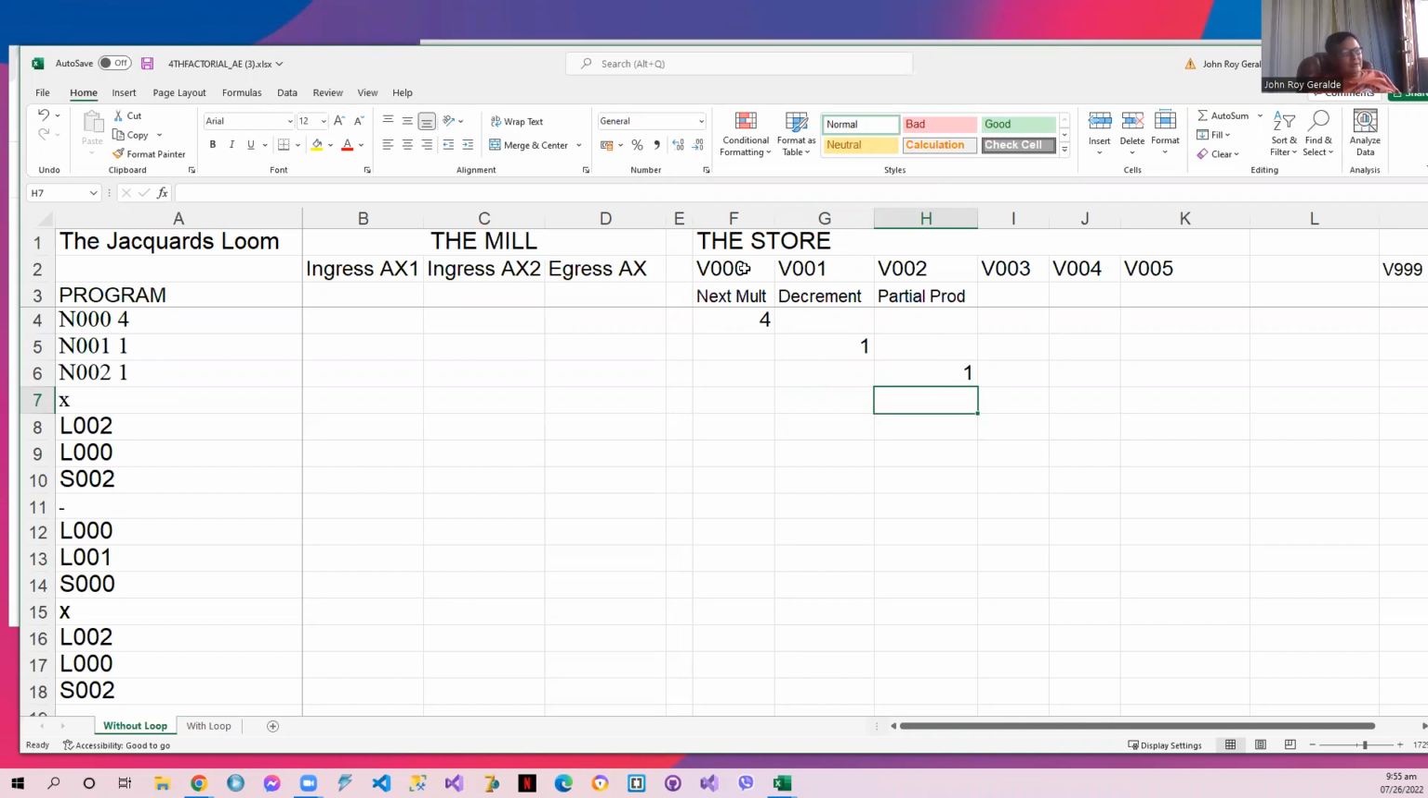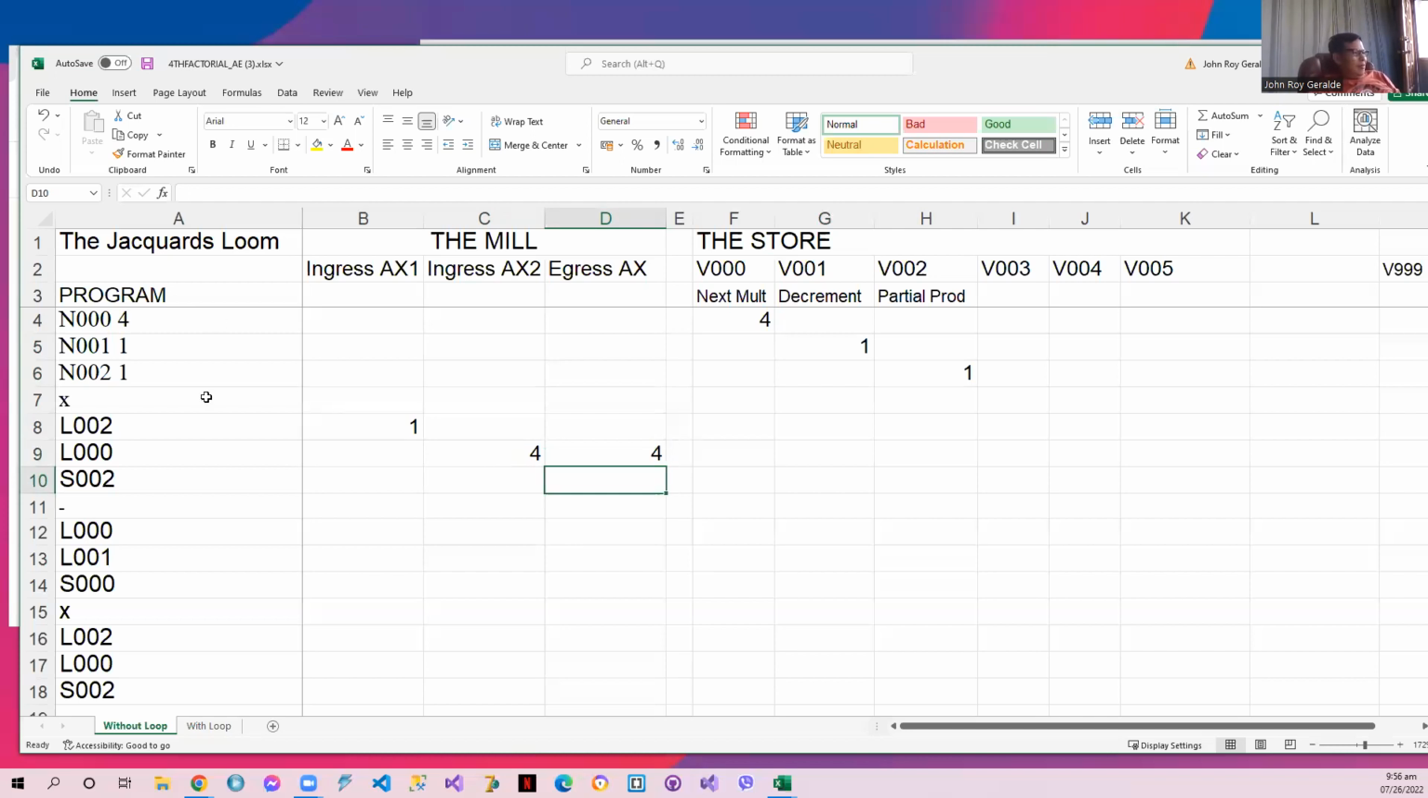Any questions? The next card is an operation card, times. So we have times L002. The first L goes to the ingress axis 1. What is V002? It is 1. So the ingress axis 1 will have 1. The second is L000. V000 is 4, so we'll have 4. Right away, after the second L, the output will be computed and placed into the egress axis. So the output is 1 times 4, and the egress axis becomes 4.